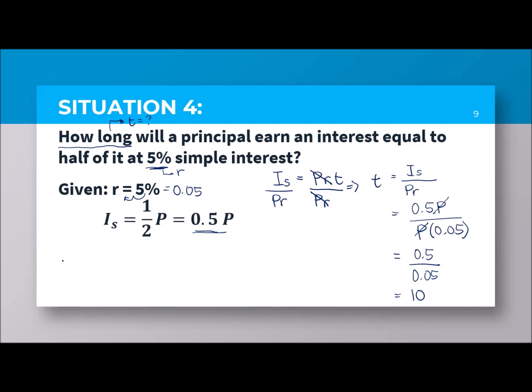So, ang tamang sagot dyan ay, in conclusion, it will take 10 years for a principal amount to earn half of its value.